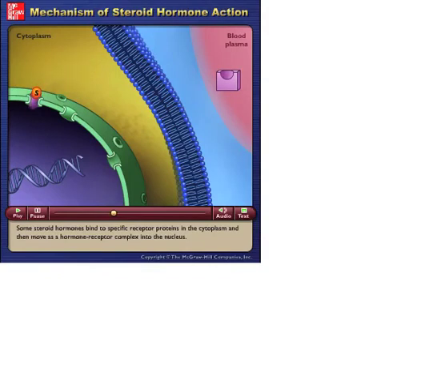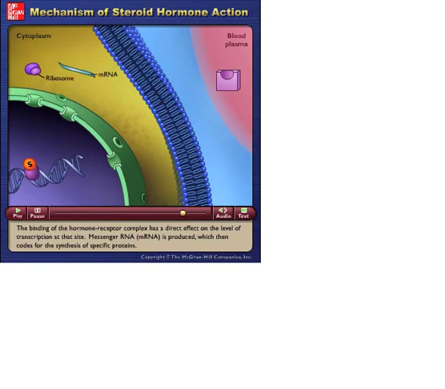receptor complex into the nucleus. Other steroids travel directly into the nucleus before encountering their receptor proteins, not shown. The hormone receptor protein, activated by binding to the hormone, is now able to bind to specific regions of the DNA. These DNA regions are known as the hormone response elements. The binding of the hormone receptor complex has a direct effect on the level of transcription at that site. Messenger RNA, mRNA, is produced, which then codes for the synthesis of specific proteins.